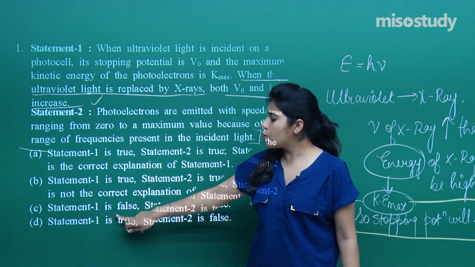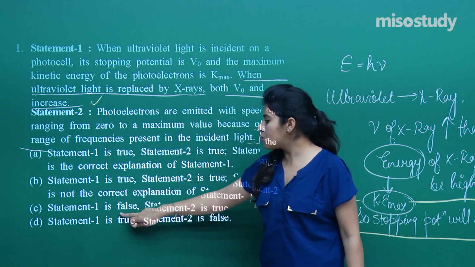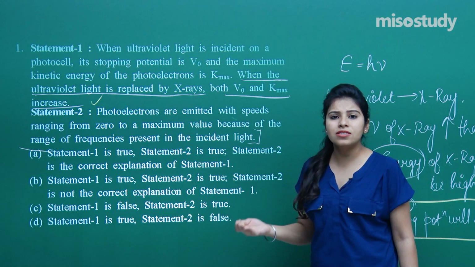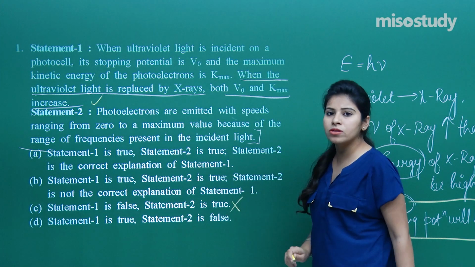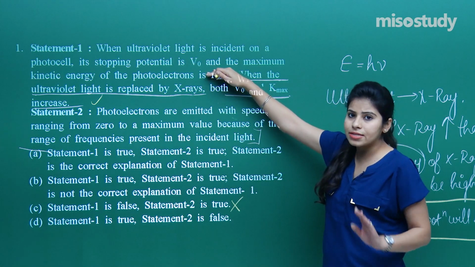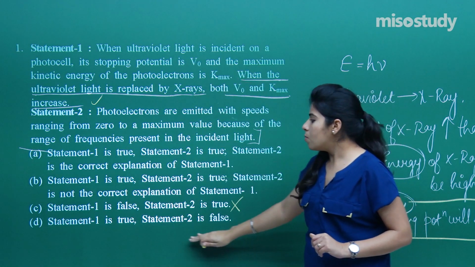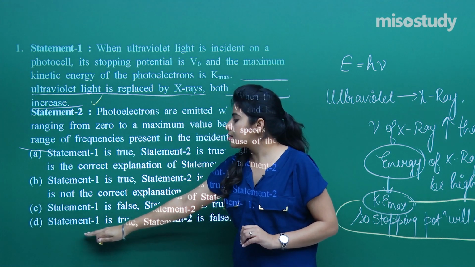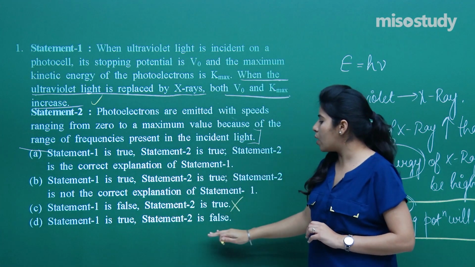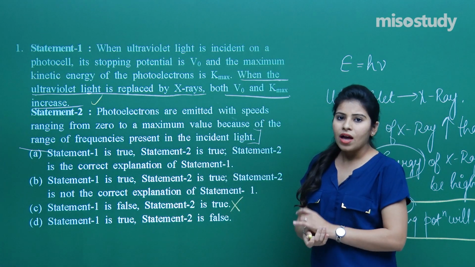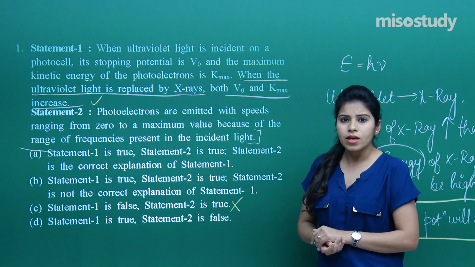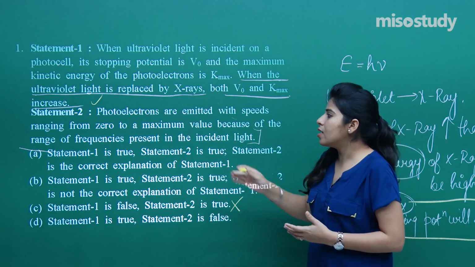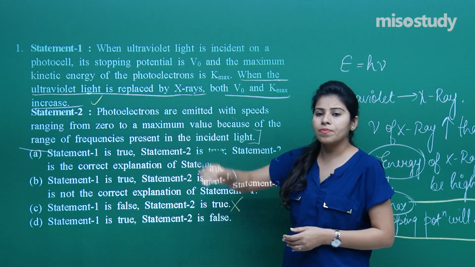But in option C, I can see statement 1 is false. That means this option must be incorrect. I can totally ignore this option because I know that this statement is correct, right? Now, in this option, statement 1 is true and statement 2 is false. I have ignored one option from my question. Now, let's see what statement 2 is.